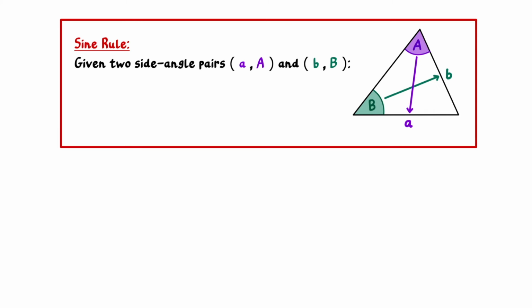The sine rule states that, given two side angle pairs, lowercase a, capital A and lowercase b, capital B, we have the following. a over sine of capital A equals b over sine of capital B. The sine rule involves four quantities, two sides and two angles. If we know 3 out of the 4 quantities, then the sine rule will give us an equation which can be used to solve for the last quantity.